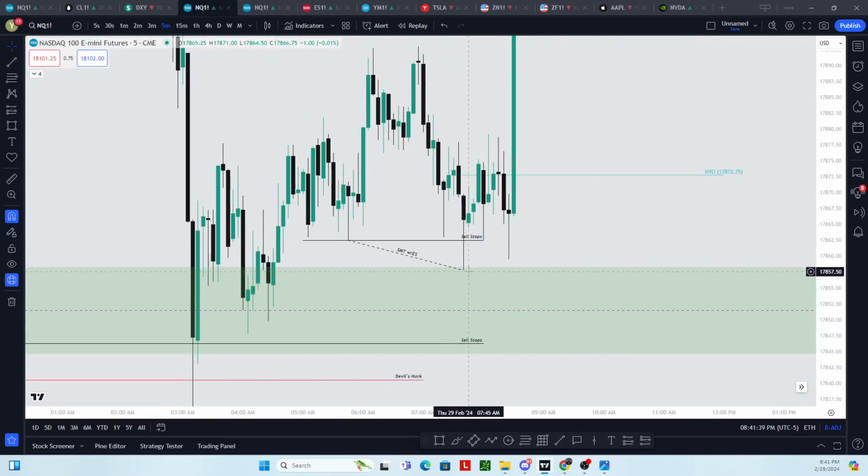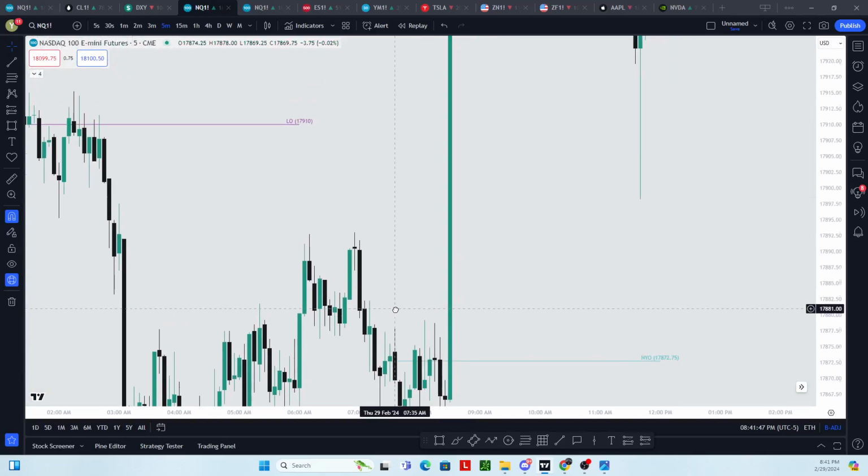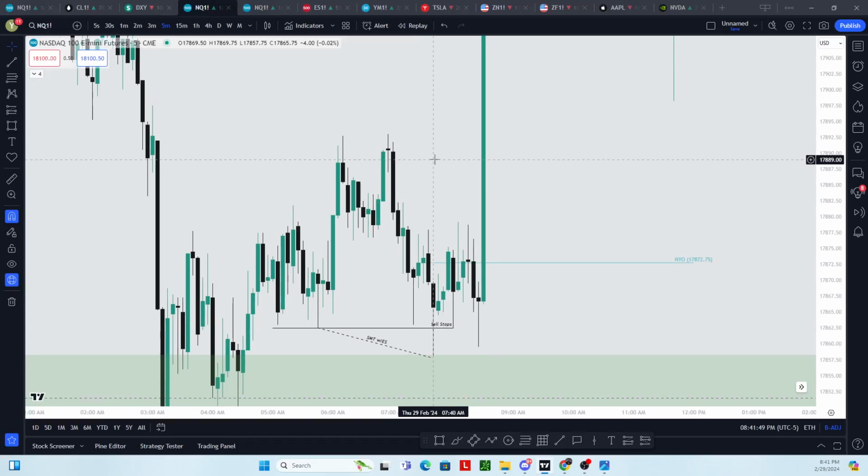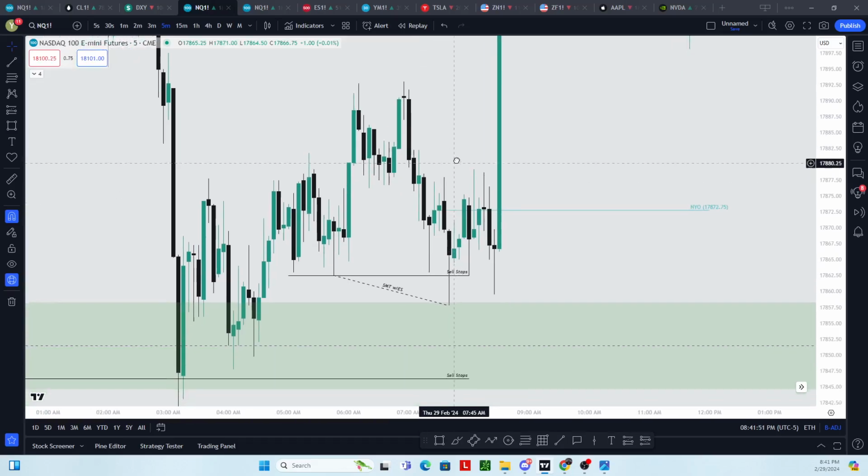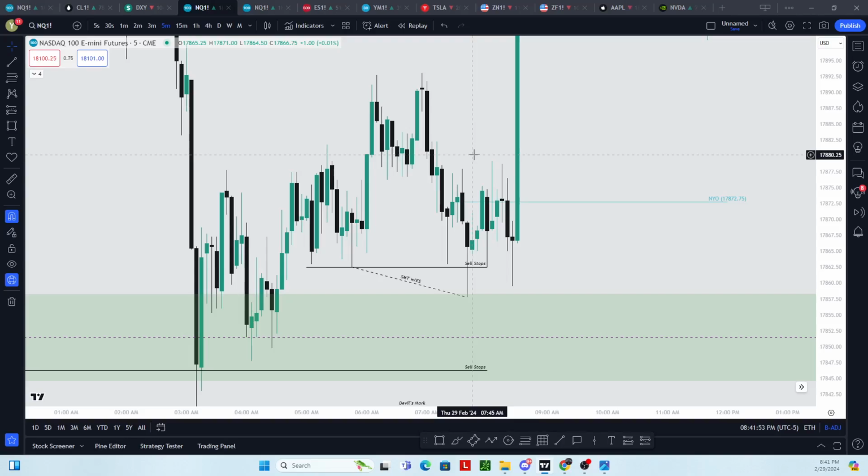So this was our SMT. The moment I saw this SMT, I entered one long position, one micro, and the reason I only entered one is because we didn't already get an hourly market structure shift. I was basically playing a preemptive news entry, and I had a lot of bullish confluences. That's why I entered my longs.